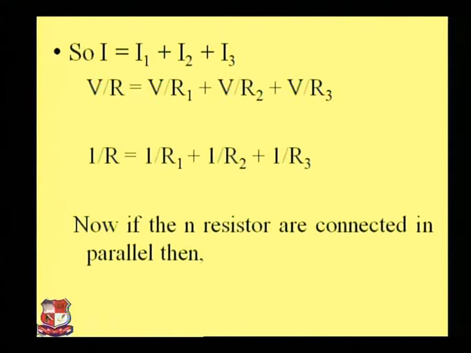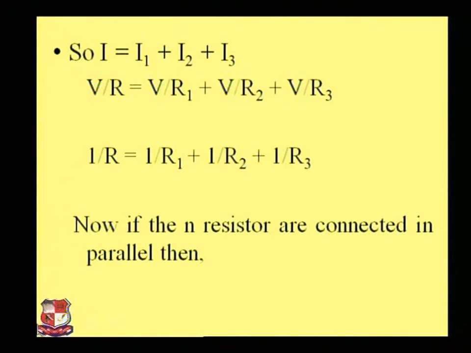Putting the values in the equation, taking the summation of I1, I2 and I3, we get I equals V by R. Voltage is the same, I1 equals V by R1, but the resistors are different. I2 equals V by R2 and I3 equals V by R3. So we cancel V from the left and right sides, and we get 1 by R equals 1 by R1 plus 1 by R2 plus 1 by R3. This is the equation for three parallel resistors connected like that.